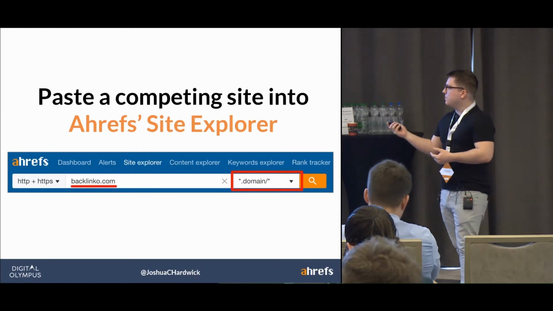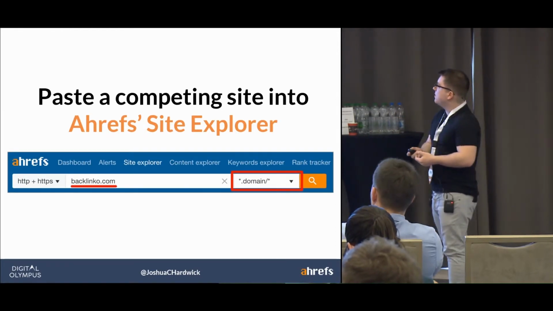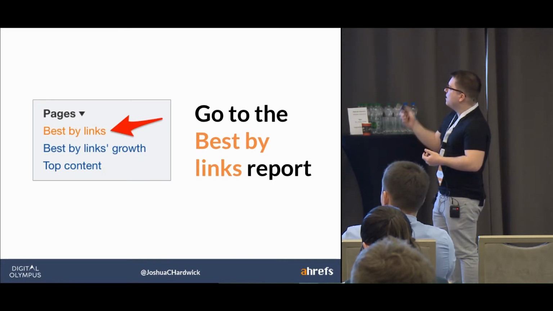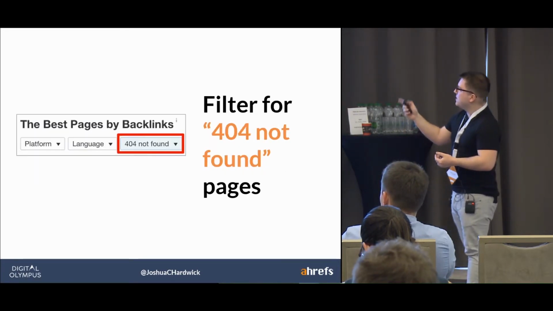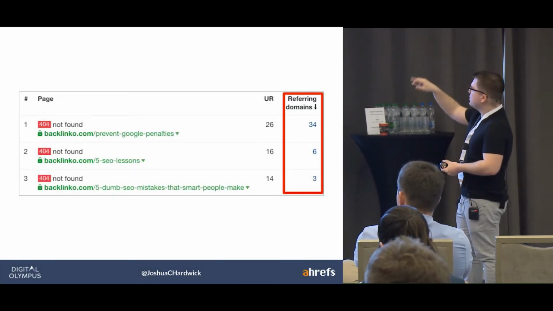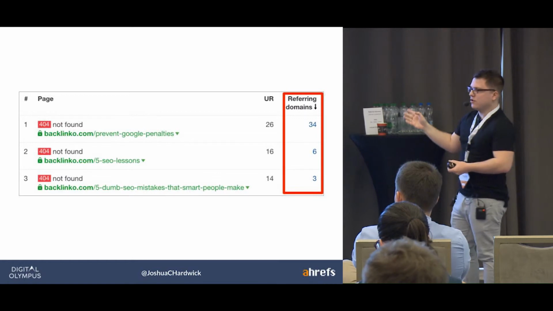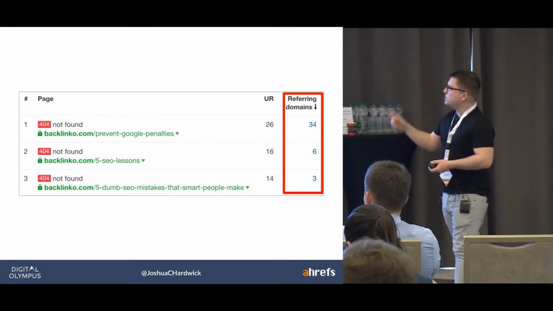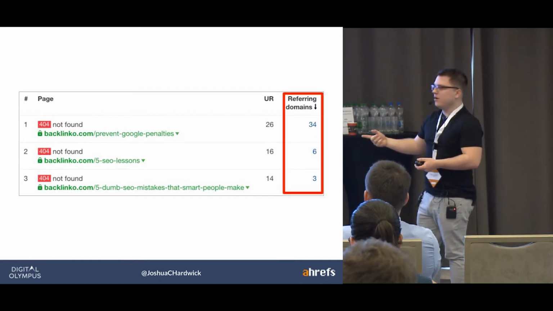So if you just grab a competing site and throw it into Ahrefs Site Explorer, a backlink checker, and go to the Best by Links report, then add a 404 not found filter within that report, you'll see something like this. This shows you the most linked-to pages on that website, but because we've added the 404 filter, it's showing you the most linked-to dead pages on that particular website.